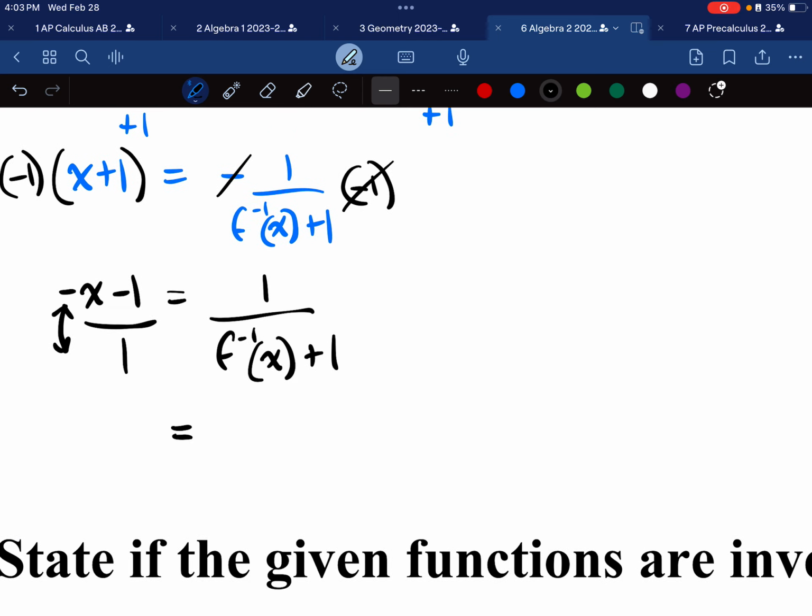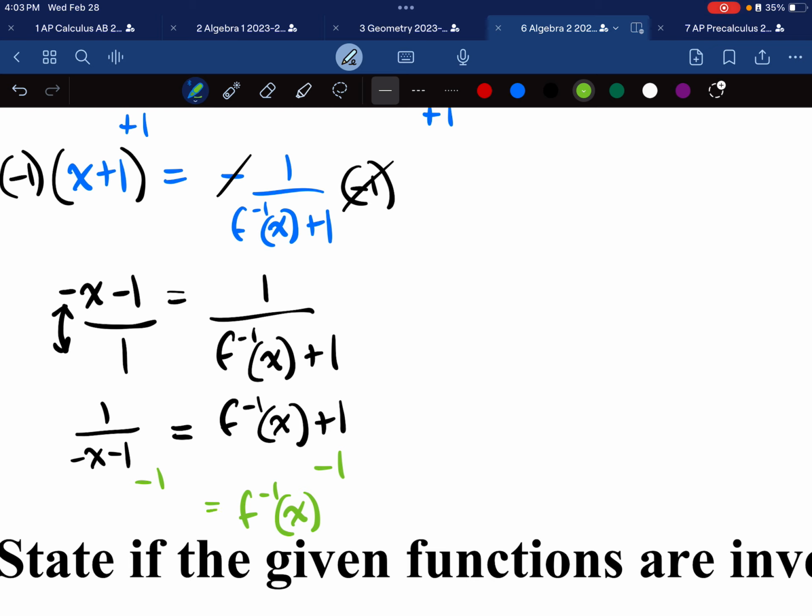So the right side is now f inverse of x plus 1 on the top, and on the bottom is now 1. Divided by 1 is the same thing as not having it at all. So there's the inverse. And on the left side, I have 1 over negative x minus 1. Finally, the last step is to subtract 1, which means our final answer, f inverse of x, is going to be 1 over negative x minus 1, then minus 1 off to the side. Got a little bit cramped in there, but I think we got the right answer.